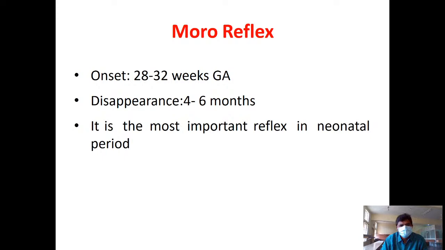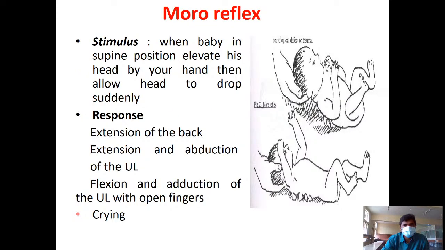So we'll see how Moro's reflex is elicited. Basically, Moro's reflex starts appearing at 28 weeks of gestation, and the fully mature Moro's reflex is seen at 32 weeks, and it starts disappearing at the 4th month of life, and it's totally disappeared by the 6th month of life. So it is the most important reflex in the neonatal period.